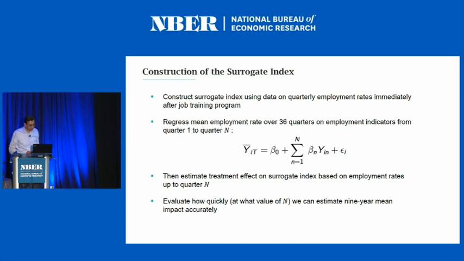So in order to figure that out, what we're going to do is apply the method that I just described. We're going to construct a surrogate index using data on quarterly employment rates immediately after the job training program. The way we're going to do that is by regressing mean employment over the full 36-quarter period on employment indicators from the first quarter up to some quarter n. So like the first 2 quarters, the first 3 quarters, the first 4 quarters, and so on. We're going to vary n. And then we estimate the treatment effect on the surrogate index based on employment rates up to quarter n, and essentially evaluate how quickly, that is at what n, we start to get treatment effects that look like the long-term treatment effect over 9 years. So obviously, mechanically, if I let n go to 36 quarters, I'm going to match the treatment effect over those 36 quarters. The question is, how much more quickly before 36 can I start to figure this out?